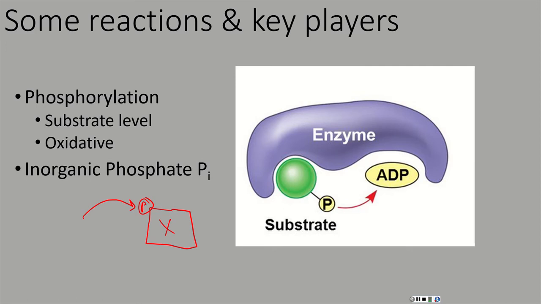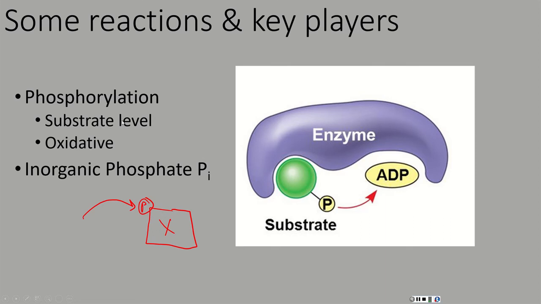Now, there are different types of phosphorylation, and we're going to be using both types in our next lecture. So let's see what those types are. There's something called substrate level phosphorylation, and there's something called oxidative phosphorylation. And the difference is, where did this phosphate group come from? Both of them are phosphorylation. Both of them we are going to attach a phosphate group to another molecule. But the difference is, where was this phosphate group before we attached it to molecule X?